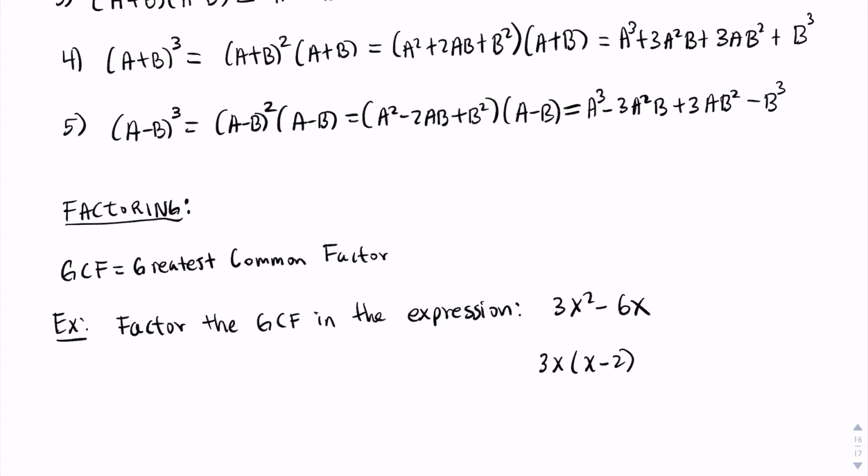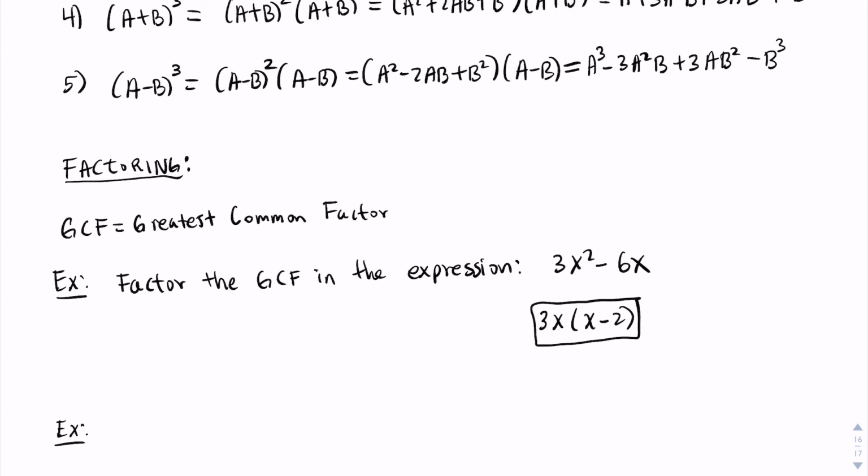2 in it. Because if we were to distribute the 3x, the GCF, 3x times x will give me 3x squared, and then 3x times negative 2 will give me negative 6. So this will be the answer that we're seeking for this particular problem. This is the same expression, but we factored out the GCF from it. Here's another example.